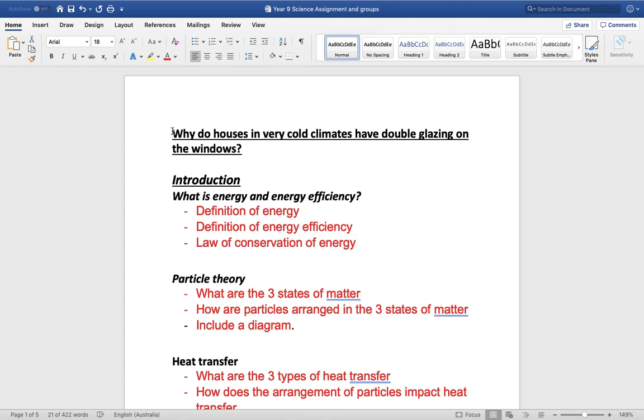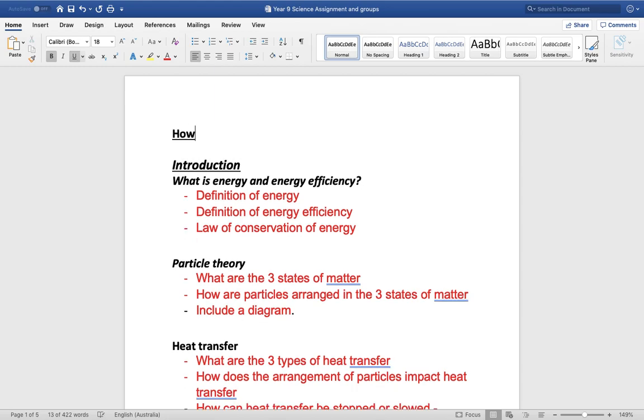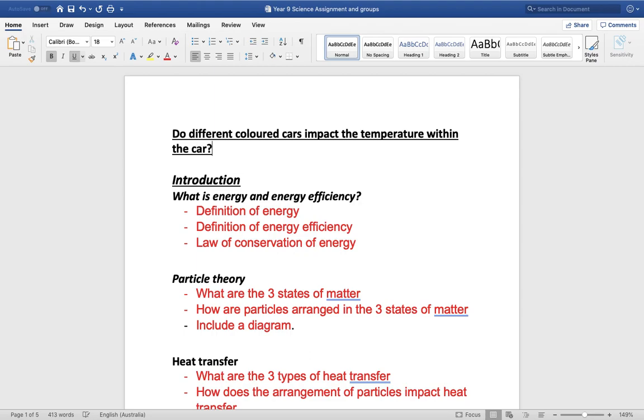Your actual title for your assignment should be your research question. So I've started this out with an example, but I'm going to change this because some graphs that I've got in this example are quite different to this research question. So I'm going to look at the example of the cans. I'm going to say, how do different coloured cars impact the temperature? Okay, something like that.